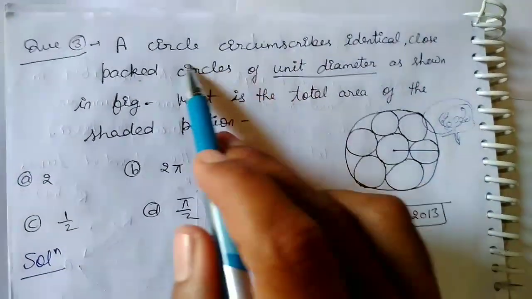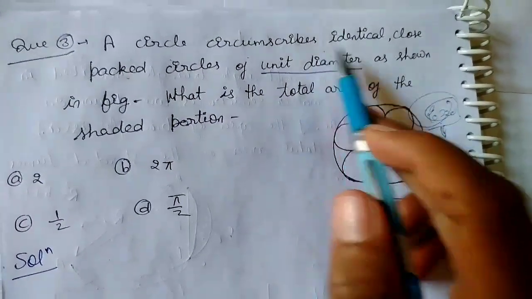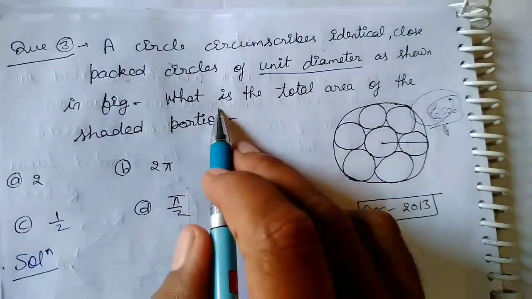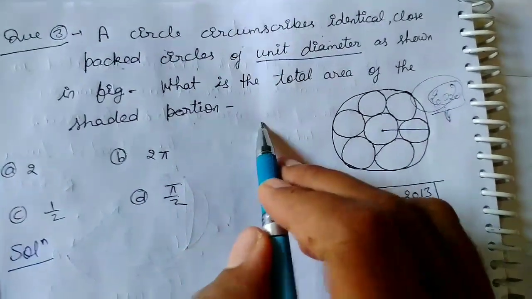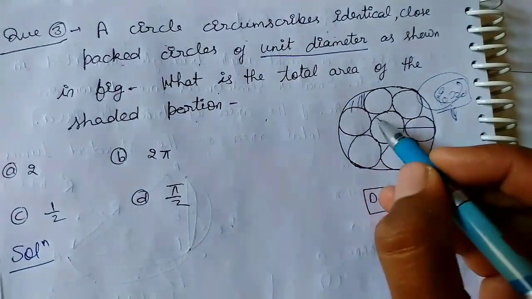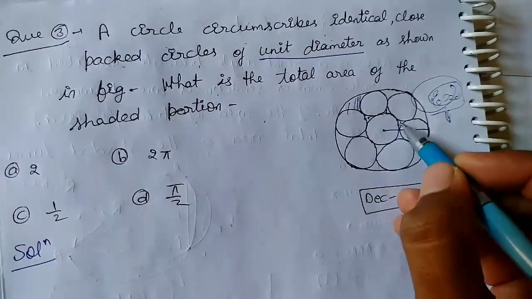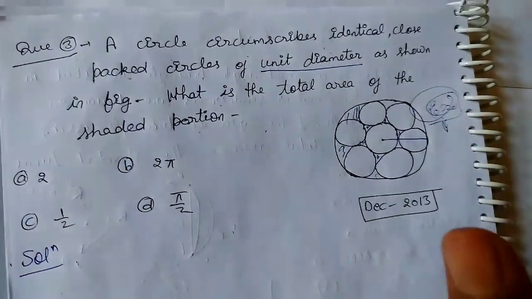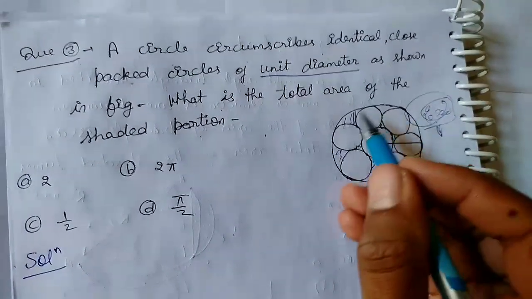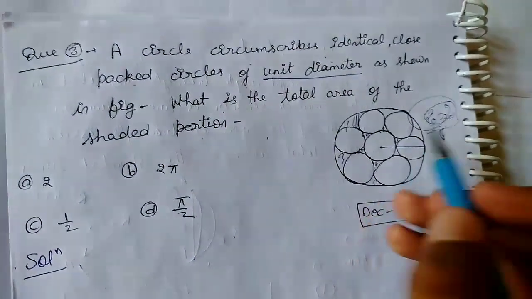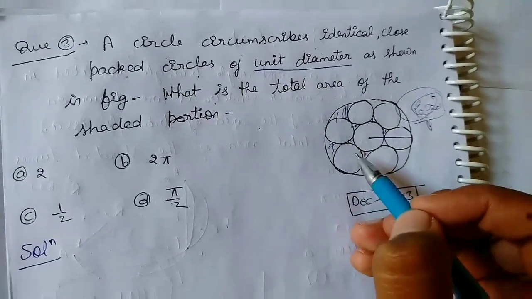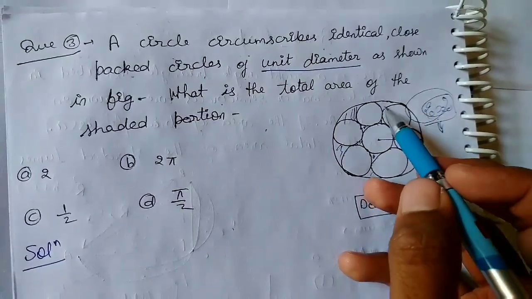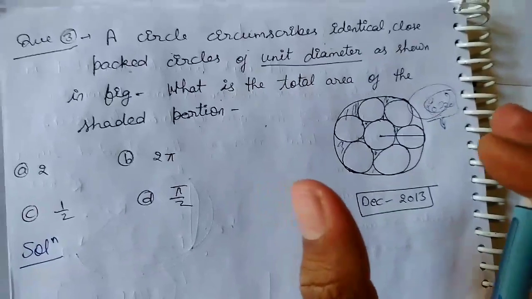It is given that a circle circumscribes identical close packed circles of unit diameter as shown in the figure. What is the total area of the shaded portion? So you have to calculate the area of this portion, meaning the rest of this portion is just shaded. So what will you do? You first calculate the area of this bigger circumcircle, and then the area of these smaller circles, and then subtract both of these areas, and then you will get the rest of the area.